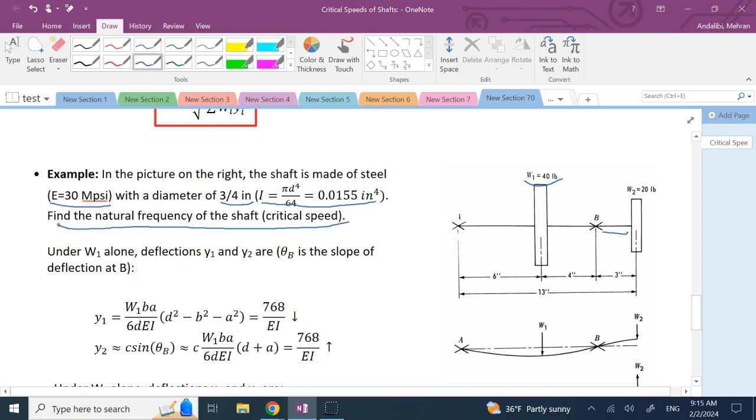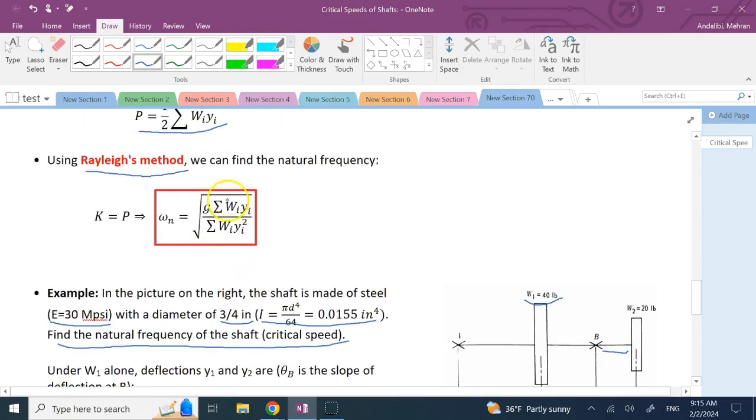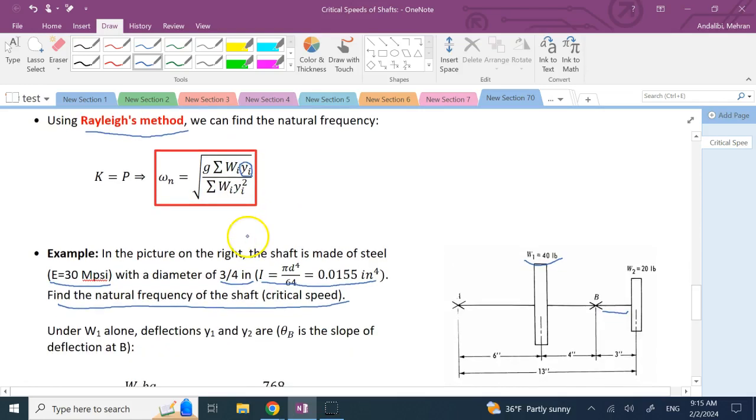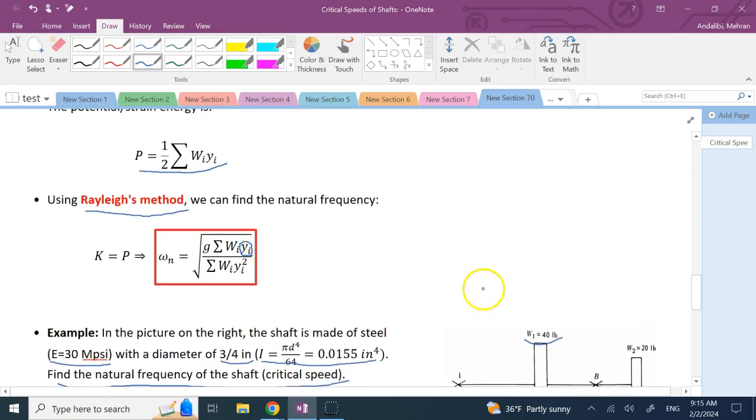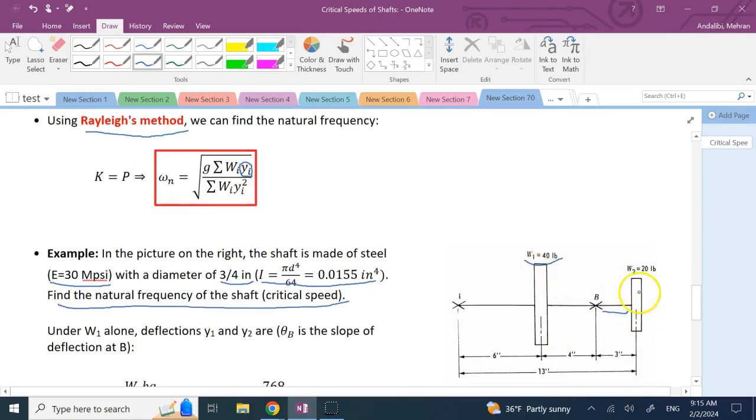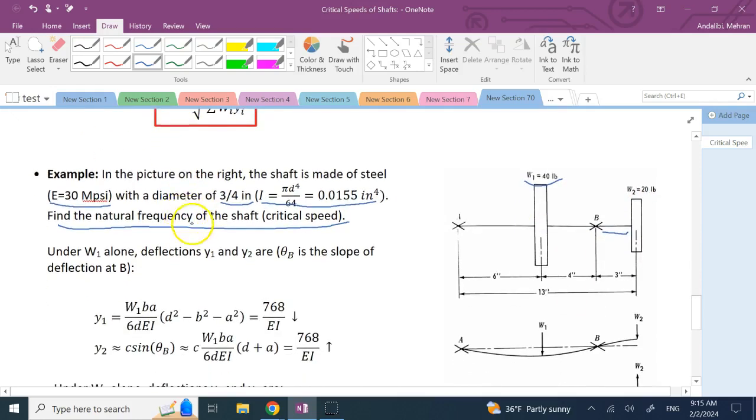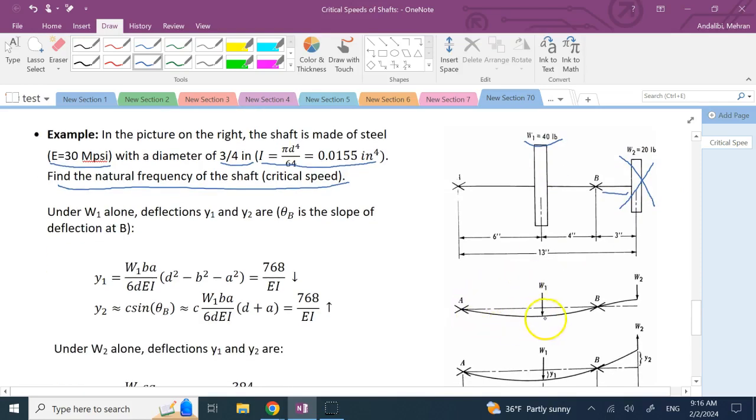So what do you do here? You do superposition, because in order to use this formula, what you need to find are the yi's, because g and w's are given. So what you need is yi. You determine the yi's for each one of these disks, and for that moment you neglect the other disk. So you use the superposition principle, right? You say, first, let's assume that I only have weight W1 on it, and this W2 is not there. So this W1 on the shaft is going to deflect like this.